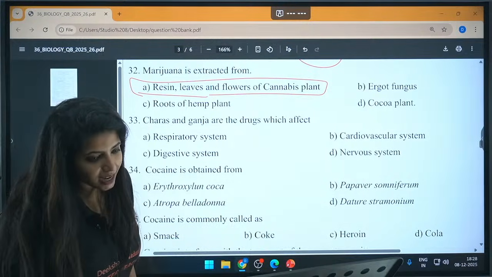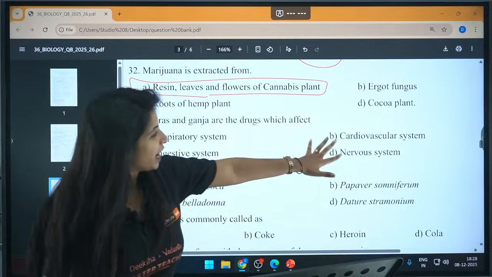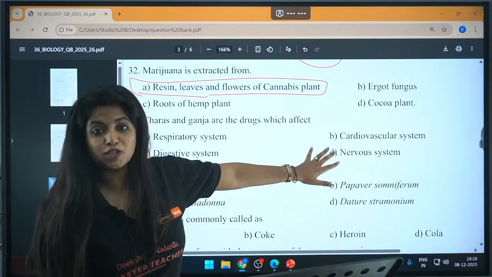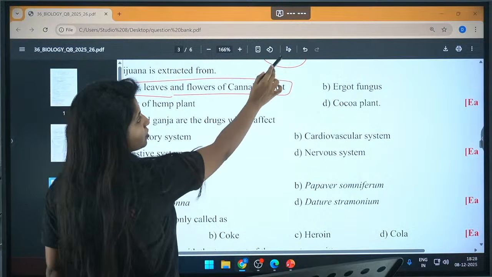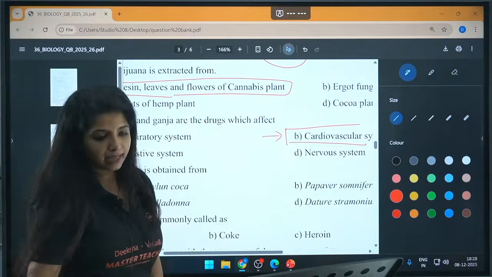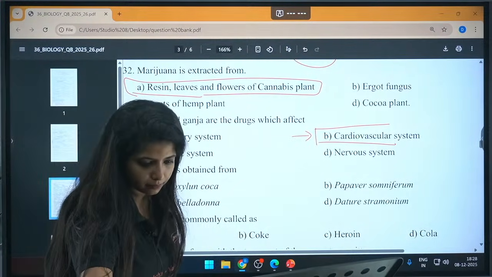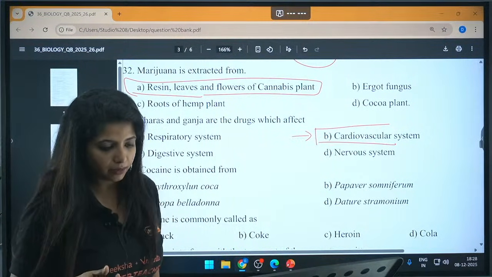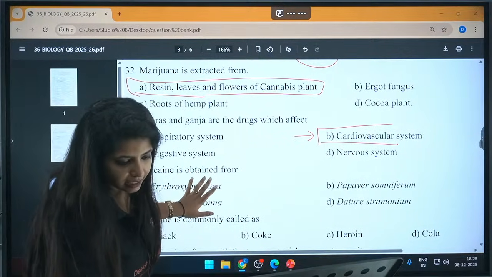33. Rukmini says the answer for this question is B. Charas and ganja are the drugs which affect the respiratory system, cardiovascular system, digestive system, nervous system. So B is the answer. Does it affect the cardiovascular system? Yes, ma'am. You just told that cannabinoids as a whole affect the cardiovascular system, and charas and ganja are cannabinoids, which is why your answer for this question is B. Smack is the other name for heroin, dear. Putta, smack is the other name for heroin. Yes, Vidya, you are also absolutely correct.